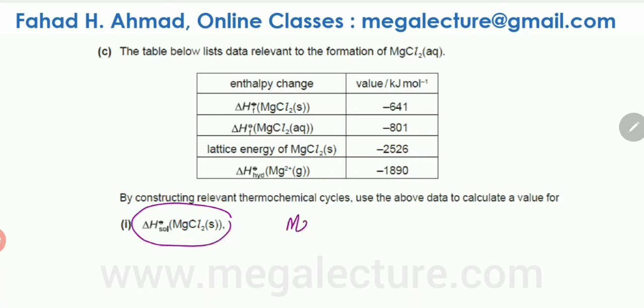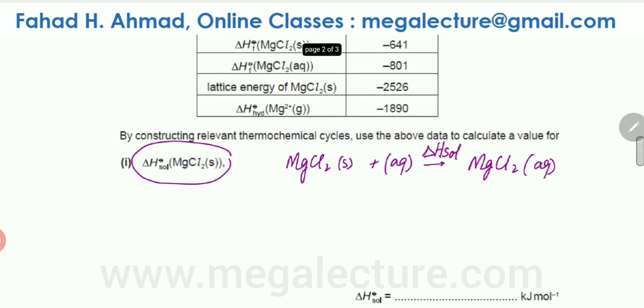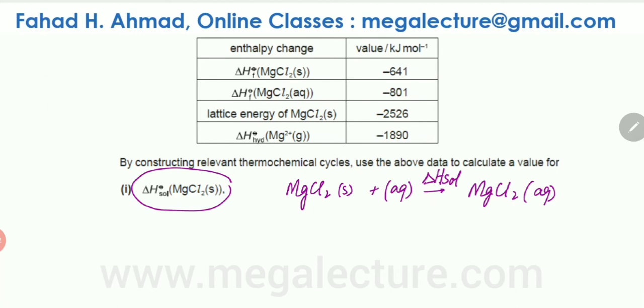What is the equation for enthalpy of solution? Take MgCl2 solid, mix it in water, and it becomes MgCl2 aqueous. So, you need to figure out this enthalpy change of solution. That is what you need to calculate. Now, if you look carefully, you would notice that the enthalpy of formation of MgCl2 solid is already provided in the question, and you also have the enthalpy of formation of MgCl2 aqueous. Both these values are given in the table over here.